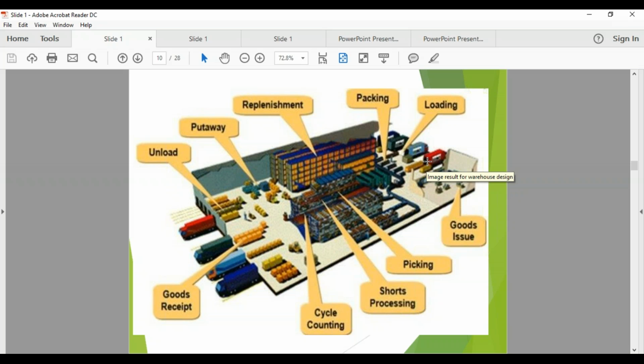All these locations will be captured as storage types, because everything is a space. This is a space. This is a space. This is a space. All the spaces are captured as storage types. I'll show you in the system.